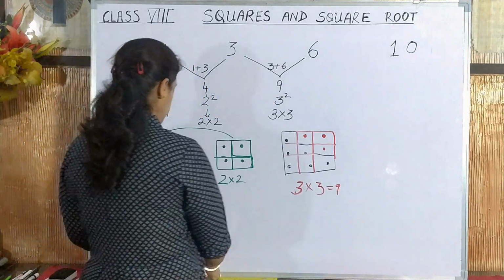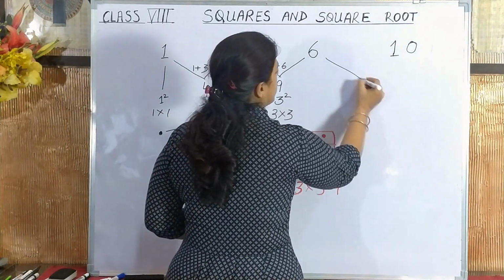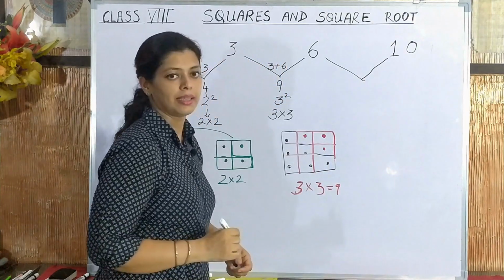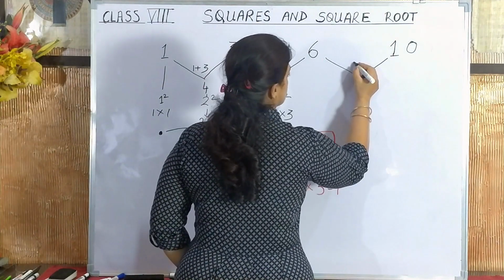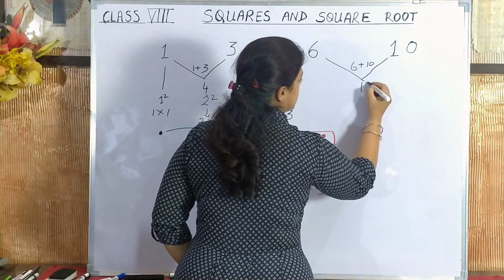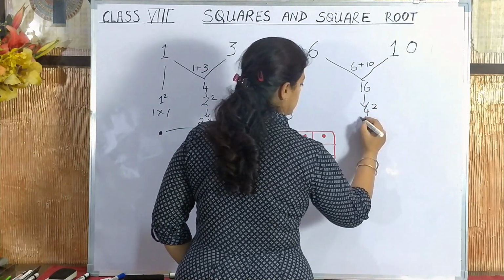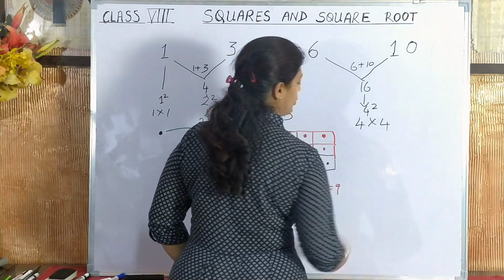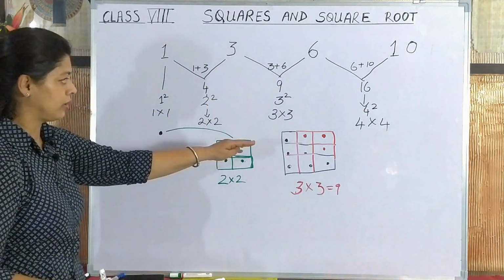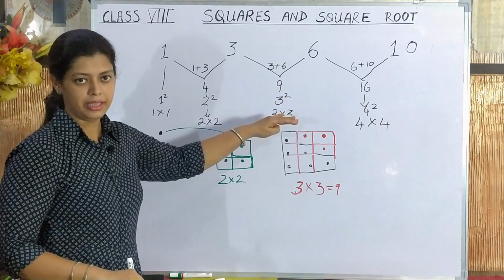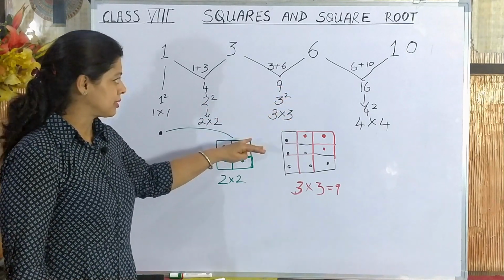Now if I add the next two consecutive triangular numbers, that is 6 and 10, 6 plus 10 gives me 16. 16 is 4 square, 4 multiplied by itself 2 times, and so on. So adding triangular numbers gives us square numbers.